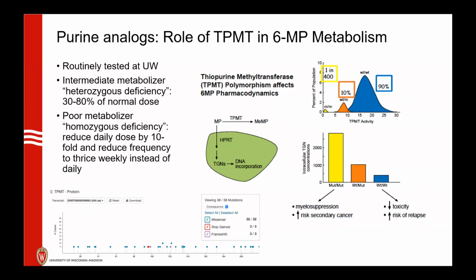TPMT: in European and African Americans, 10% of patients will have a heterozygous deficiency, which means they get 30 to 80% of the normal dose. And if they don't, they have major increase in myelosuppression, major increase in risk of secondary cancer. And then we'll have 1 in 400 patients that's a homozygous deficiency. For those patients, we have to reduce by tenfold. So they'll usually get a dose on Monday, Wednesday, and Friday, and that's it. So we check TPMT for this drug for all patients and dose adjust appropriately.